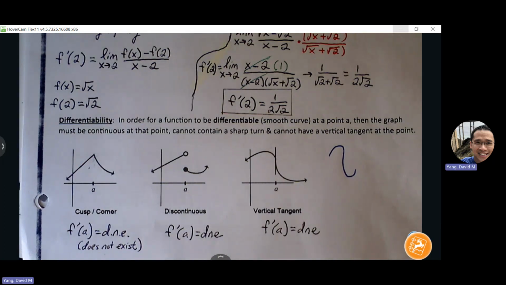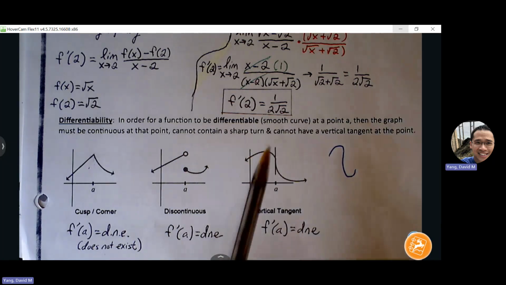Second, this is more obvious, discontinuous. So if I have a hole, if I have a jump discontinuity, if I have a vertical asymptote, if my function is discontinuous, I'm unable to find the slope at that point. Okay, so f prime of a is also undefined at a. And then finally, vertical tangent.